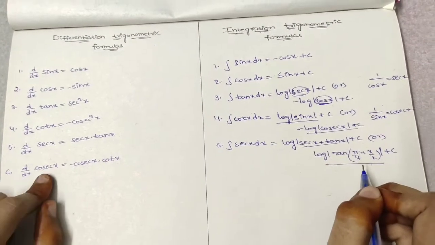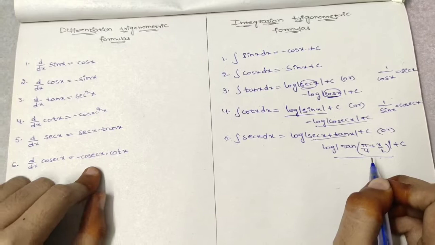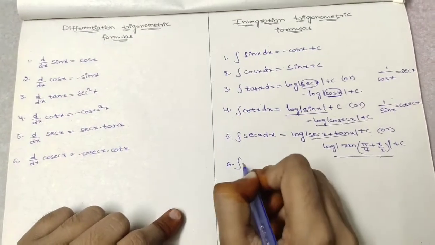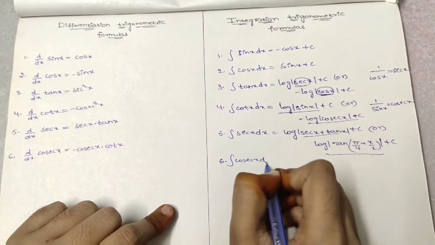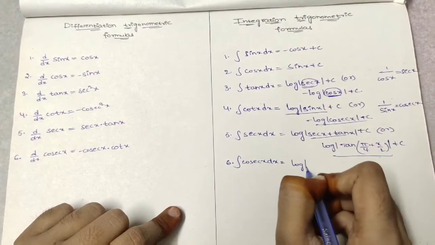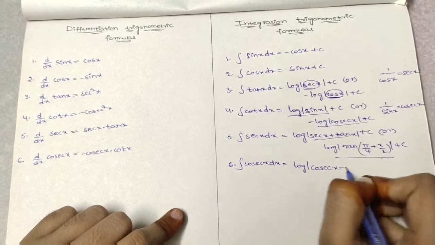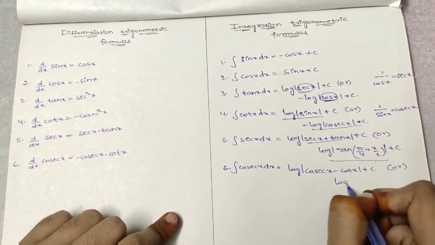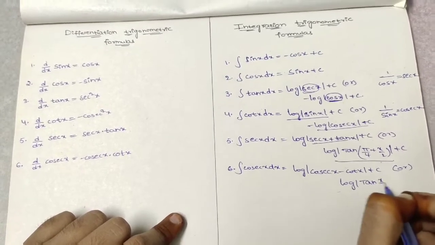If you differentiate cosecant x, it is equal to minus cosecant x into cot x. Whereas in the integrations, if you integrate cosecant x dx, it is equal to log mod cosecant x minus cot x plus c, or log mod tan of x by 2 plus c.